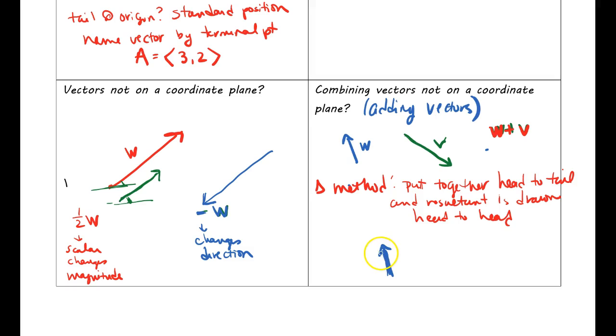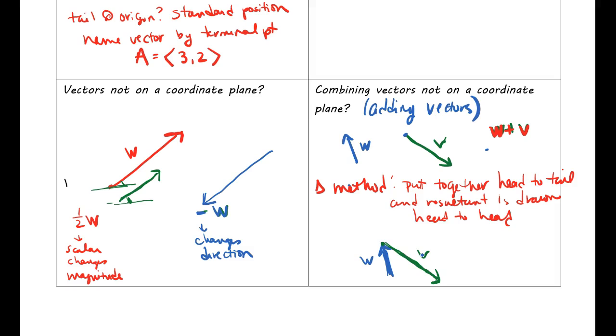Well, I've got this guy's arrowhead right here, so I'm going to take the tail of V, and I'm going to shift this green vector down to where the tail touches the head of this one, but I'm going to try to keep this one the same length and the same direction as it was before. So there's my V and there's my W. So I have connected them head to tail.